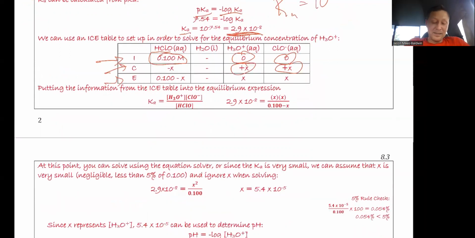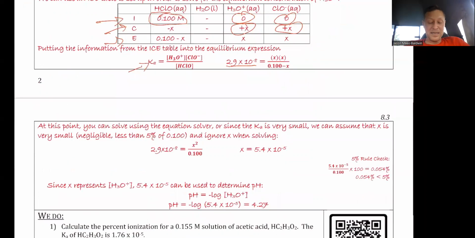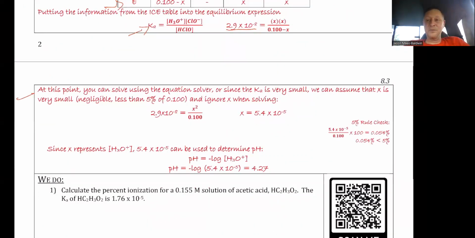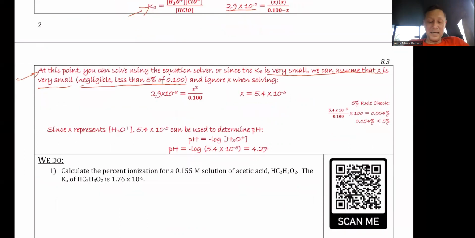So we can rearrange the Ka expression, where Ka, 2.9 times 10 to the minus 8, is equal to X times X, the hydronium ion concentration times the conjugate base concentration, over 0.100 minus X. On all of these problems, you can use the solver function, which I actually have a printout for you on how to do. But you can solve the equation using the equation solver, or since Ka is very small, we can assume that X is very small, negligible, less than 5%, and we can ignore X when solving.